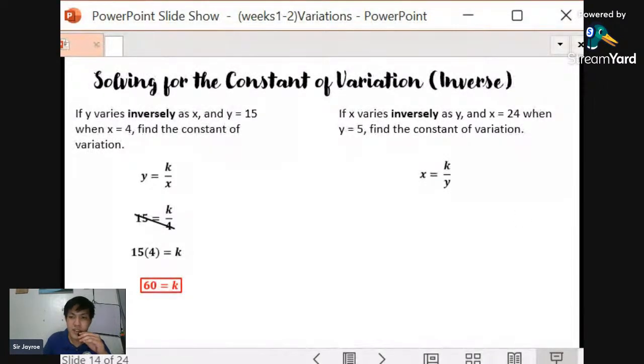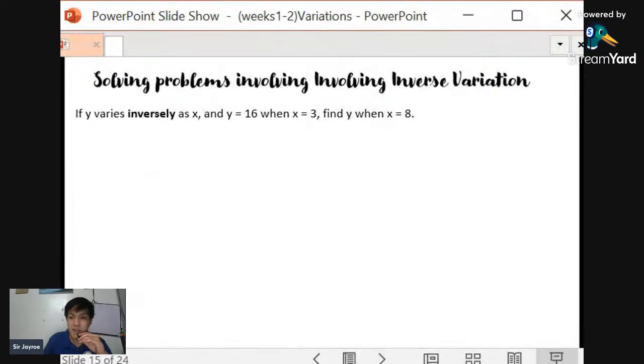Okay? So the answer here is, sino na una? 120. Okay? So we're just going to multiply. So the answer here is 120. So that's for the constant. Let's proceed. Kaya nyo na. Magaling na kayo sa pagkuha ng constant. You can do that already.